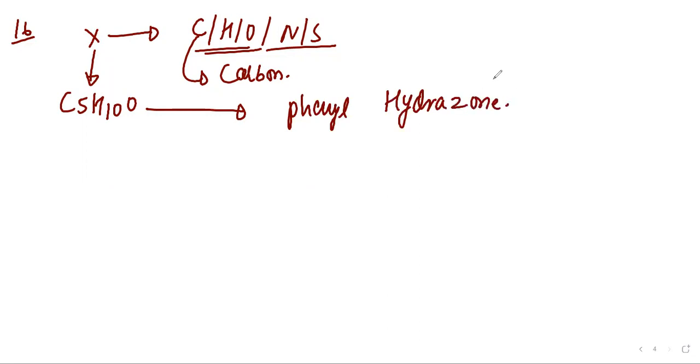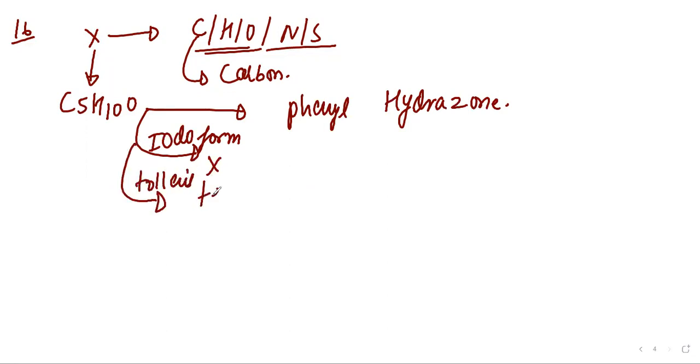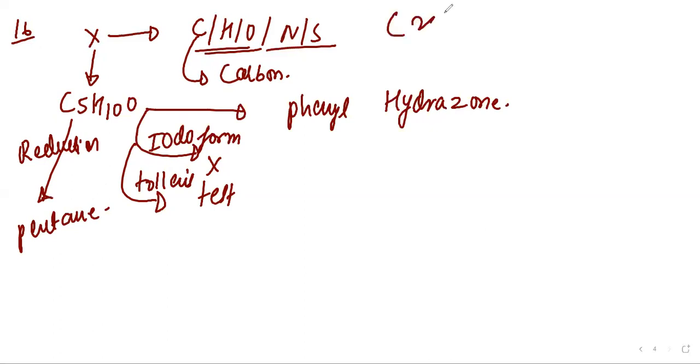And it gives a negative response to the iodoform test. It doesn't react with iodoform, right? And it also doesn't do the Tollens test. It produces n-pentane on reduction. So when it undergoes reduction, it forms pentane. So you have to tell me what is X. Asked in 2015.